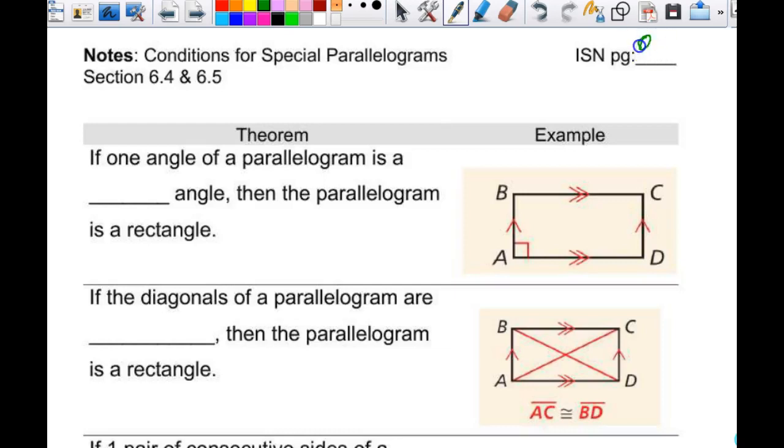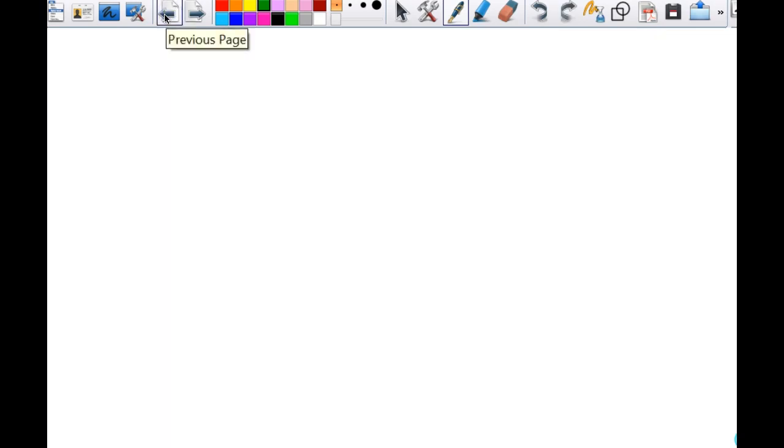Alrighty, this is going on page 80. But before we start writing on this, I'm going to write some stuff down. You do not have to write it down. I just need you to stay with me on this. So we're going to talk about what we know about parallelograms. Okay, what we know about parallelograms.